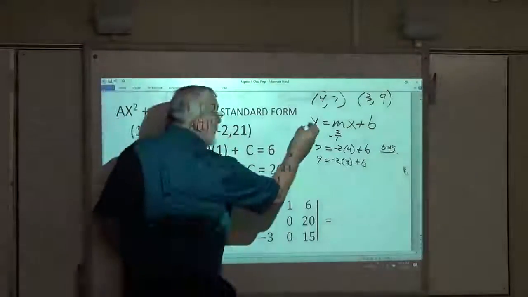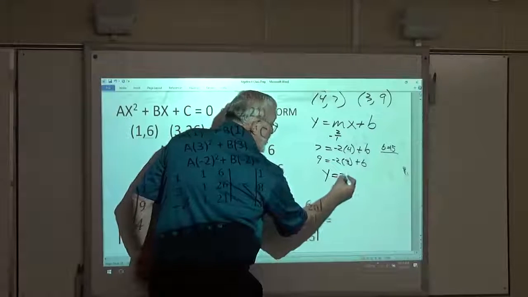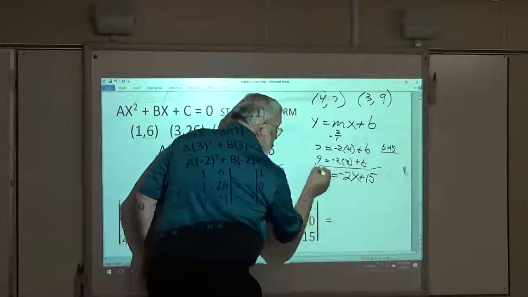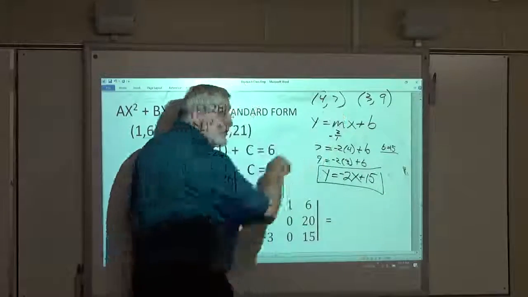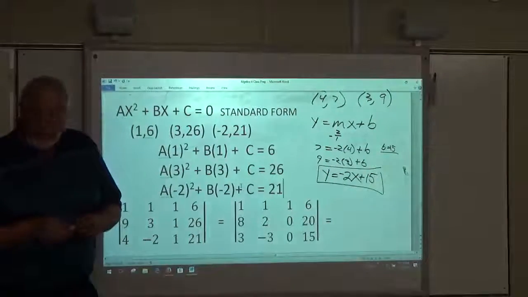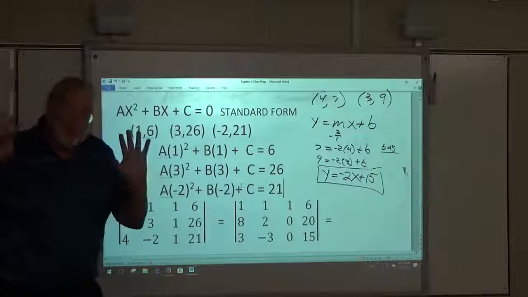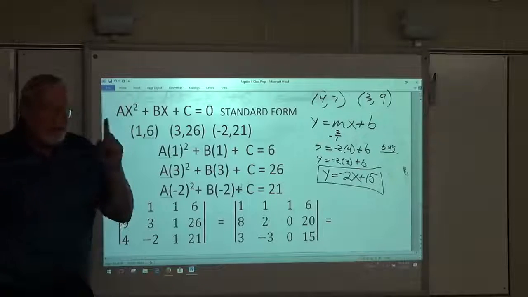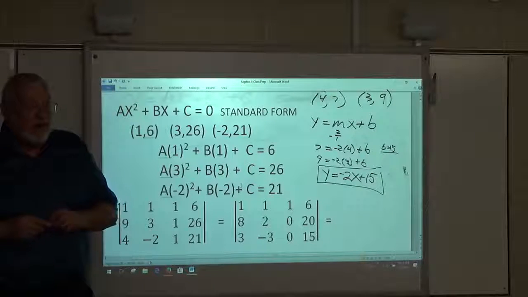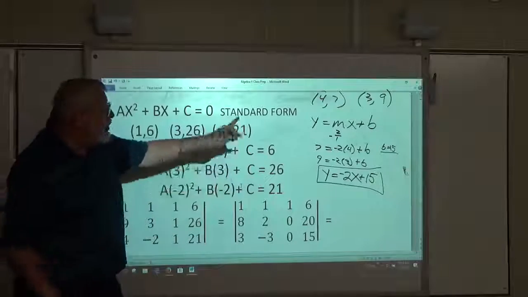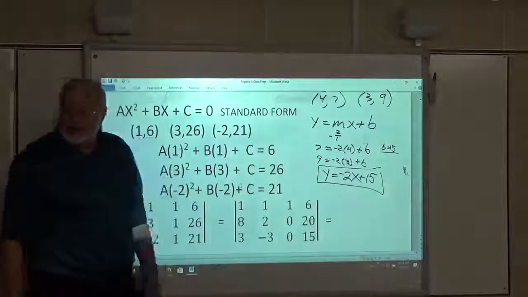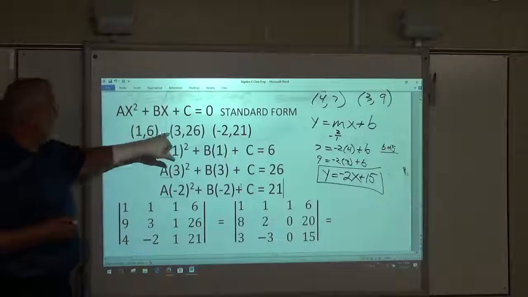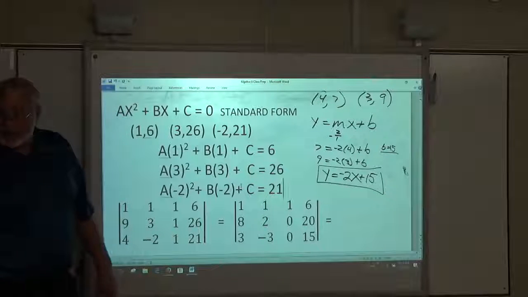So now I know that y equals -2x plus 15 is the equation of the line that goes through those 2 points. Now, most of you have probably forgot how to do that. You shouldn't, because that's always tested. Testing for Algebra 1 and Algebra 2 usually includes a problem related to that. Okay, now, what we're going to do is we're going to be given 3 points that are on a parabola.